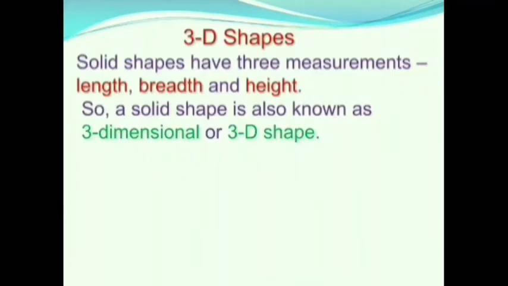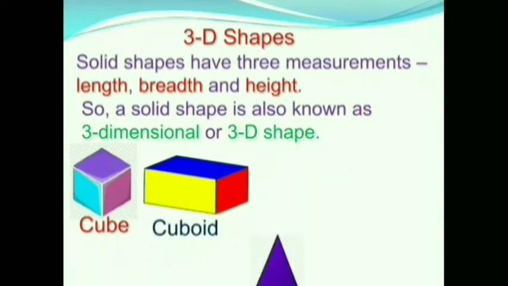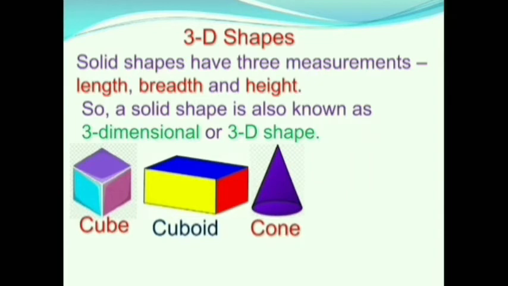Till now, we learnt about plane figures which can be drawn on a plane surface or a paper. Now we will learn about 3D shapes. Solid shapes have three measurements: length, breadth and height. So a solid shape is also known as a three-dimensional or 3D shape. In this class we will learn about cube, cuboid, cone, cylinder, sphere.